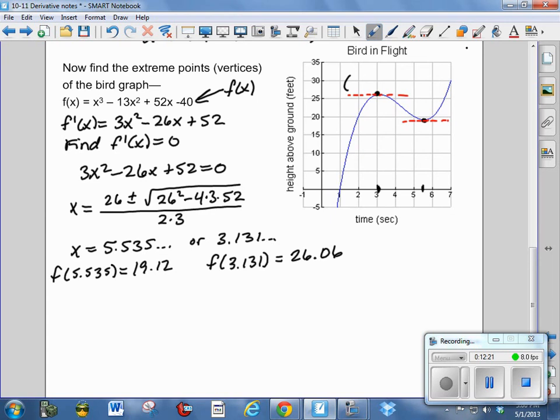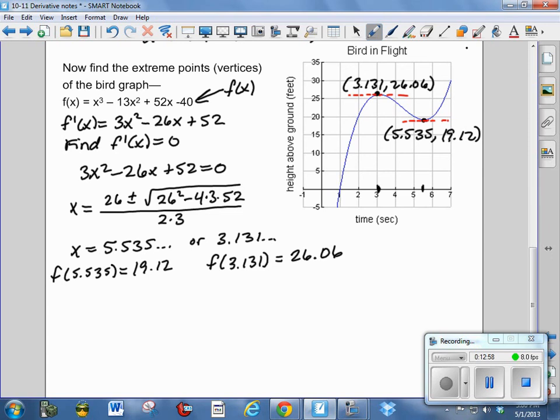So this is 5.535, comma 26.06, which we estimated the first day to be about 26. We were very close. And this is 3.131, comma 20. Oh, I just did those backwards. Sorry. This is 3.131, 26.06, and the other one is 5.535, comma 19.12, which also looks really reasonable, just being a little under 20 there. So this is how you find extreme points.